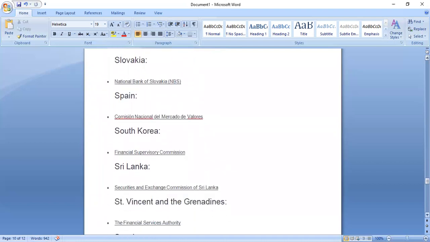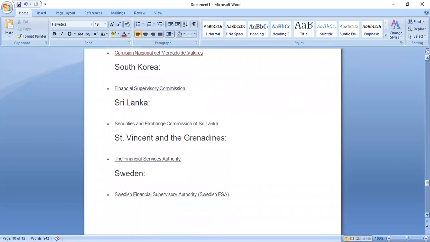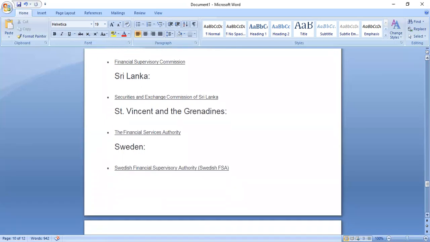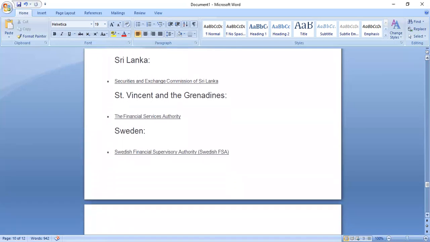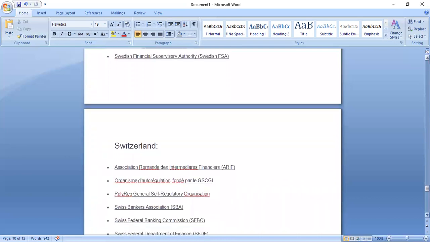In Spain, we have Comisión Nacional de Mercado de Valores, that is Spain. In South Korea, we have the Financial Supervisory Commission from South Korea. In Sri Lanka, we have the Securities and Exchange Commission of Sri Lanka. In St. Vincent and the Grenadines, we have the Financial Services Authority. And then in Sweden, we have the Swedish Financial Supervisory Authority, Swedish FSA.